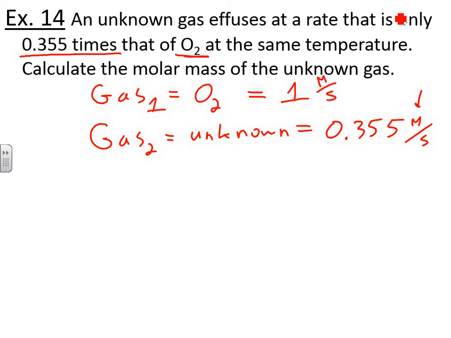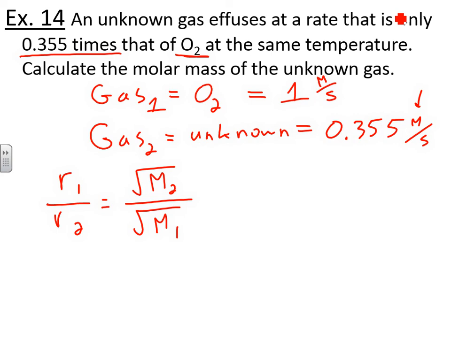So what we've got is an equation that says the rate of gas 1 over the rate of gas 2 equals the square root of the molar mass of gas 2. Remember, they're on opposite sides. And then over the square root of the molar mass of gas 1. R1 is 1, R2 is 0.355, so we can plug those in. So we'll put 1 up here and 0.355 down here.